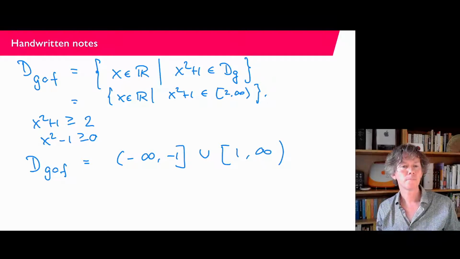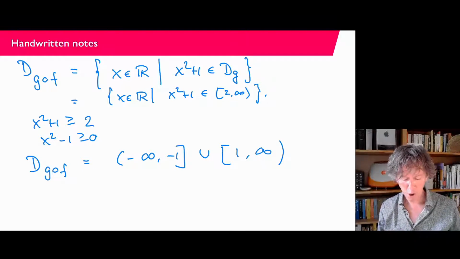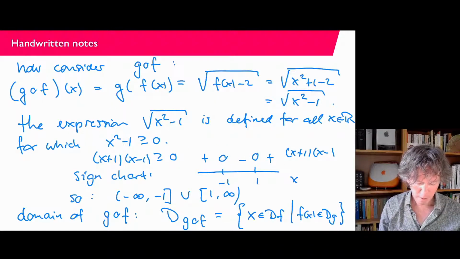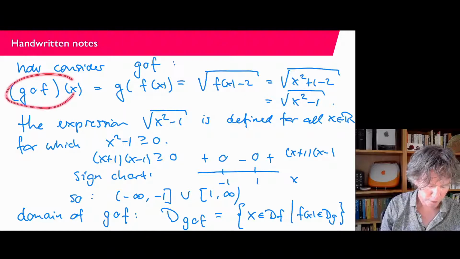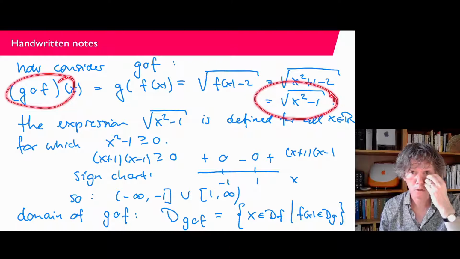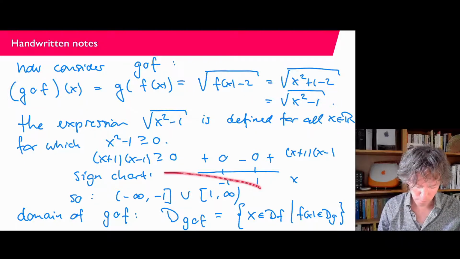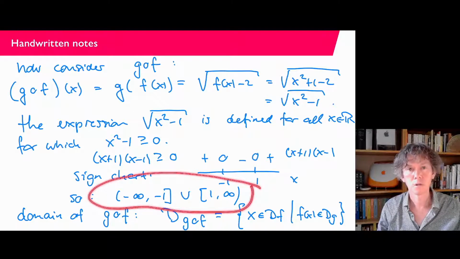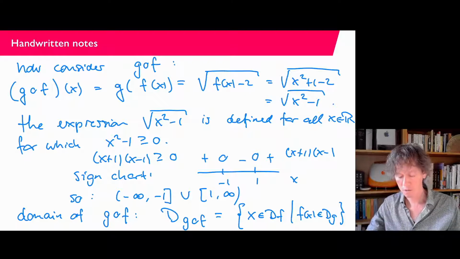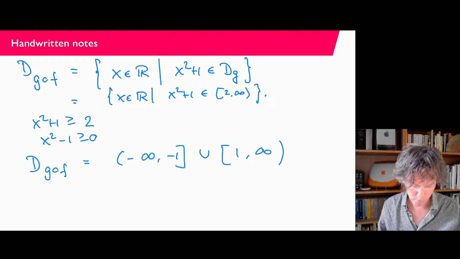So here, if I briefly go back to the previous slide, we have found that this function g after f did this, the square root of x squared minus 1, if you combine them. That expression is defined for all x's in this set. And we see that if you do the two steps separately, first f, then g of f, that you find the same collection.